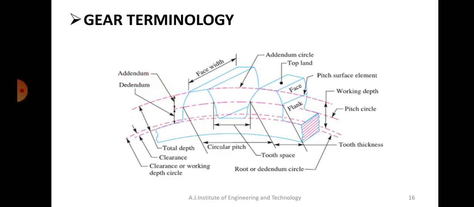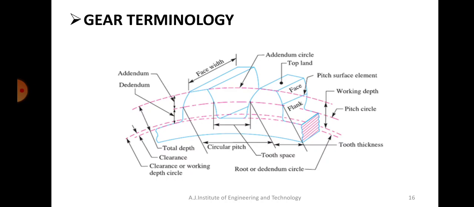There should not be any confusion. The distance measured in mm from the pitch circle to the addendum circle is called addendum, and the circle which is passing through the topmost point of the teeth is called the addendum circle. That is the addendum circle, and the distance from the addendum circle to the pitch circle is called addendum.